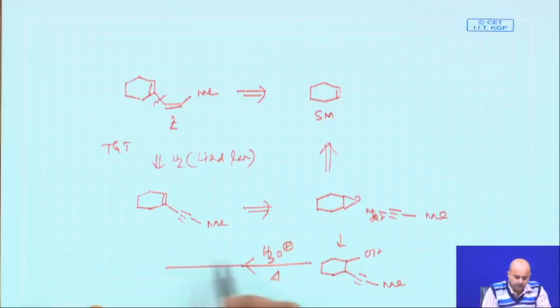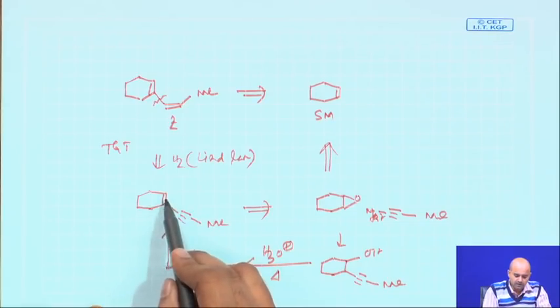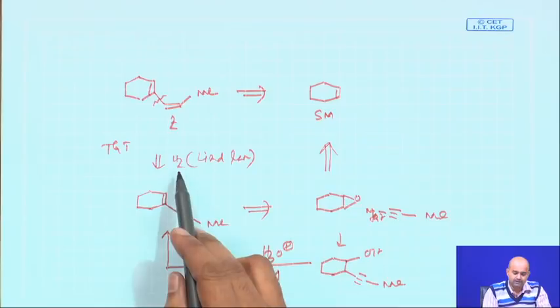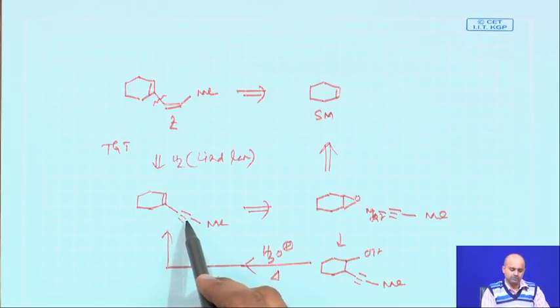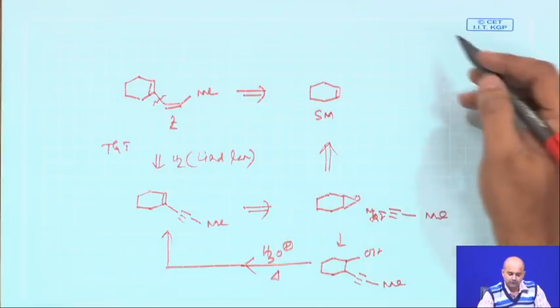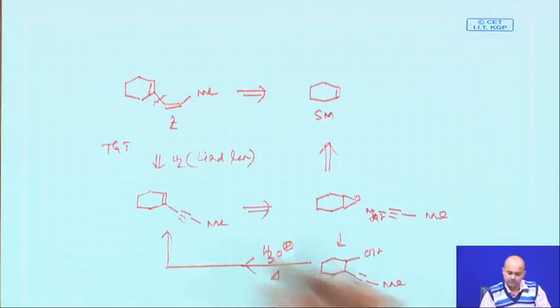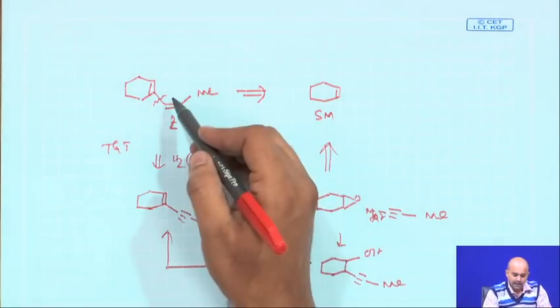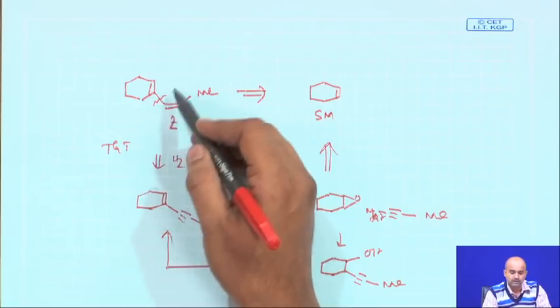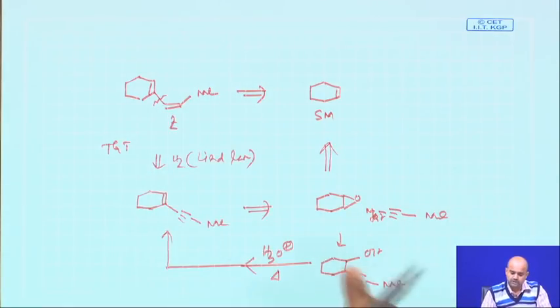So, that will give you the enyne, and then you do a selective alkyne reduction with the Lindlar catalyst. So, this also gives you a very nice demonstration of appendage insertion or appendage introduction in a stepwise way.